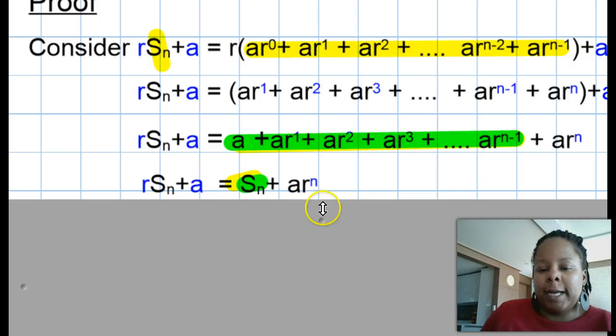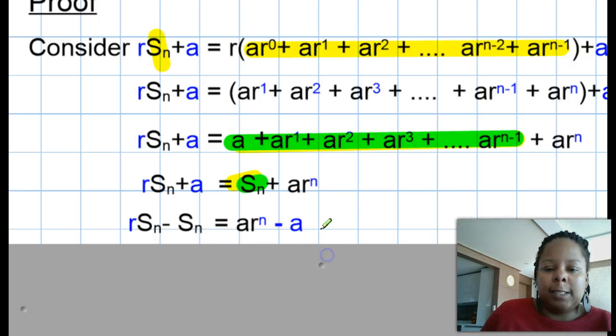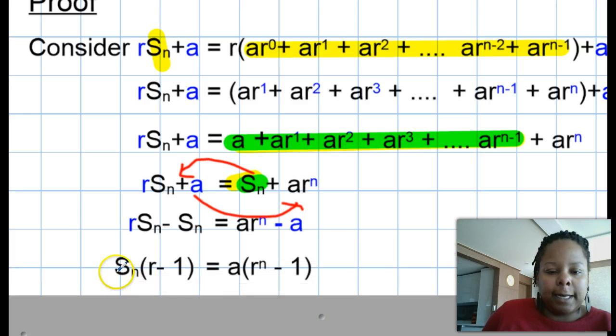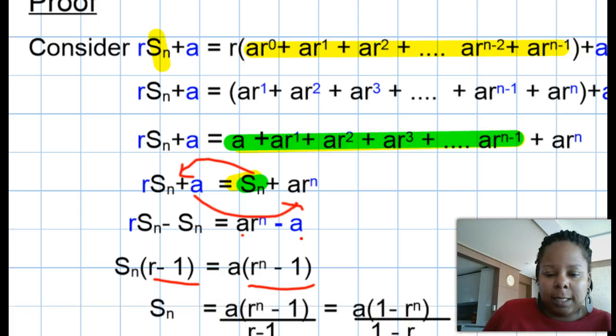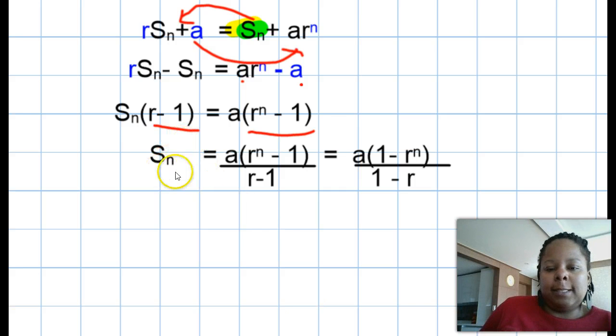Let's try and solve for S sub n. Let's subtract S sub n from both sides, and basically I move things around. Let me change my pen. I move this over here, and I move this over there. Then let's factor out an S sub n, and so we have here r minus 1. And when I factor out an a, I have a times r to the n minus 1. The very last bit is what we end up with in the notes: S of n is equal to a times r to the n minus 1 over r minus 1.